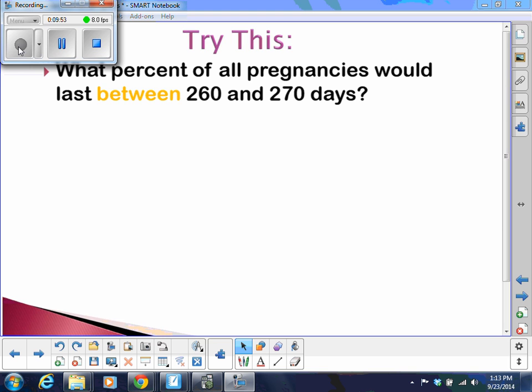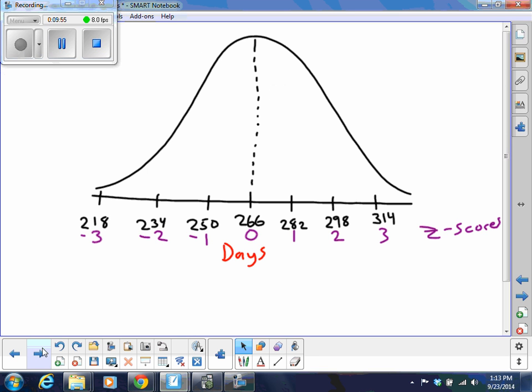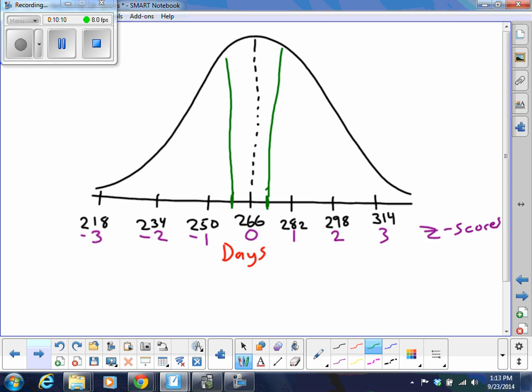Okay, so that one, again, if we think visually on the picture here, 260 days we know is somewhere around here. 270 days is somewhere about here. And I want to know basically what is the chance of being in between those two. So we're getting kind of this middle, a little interval that's bounded on both sides. It doesn't go on forever. And again, that's in between 260 and 270 days.